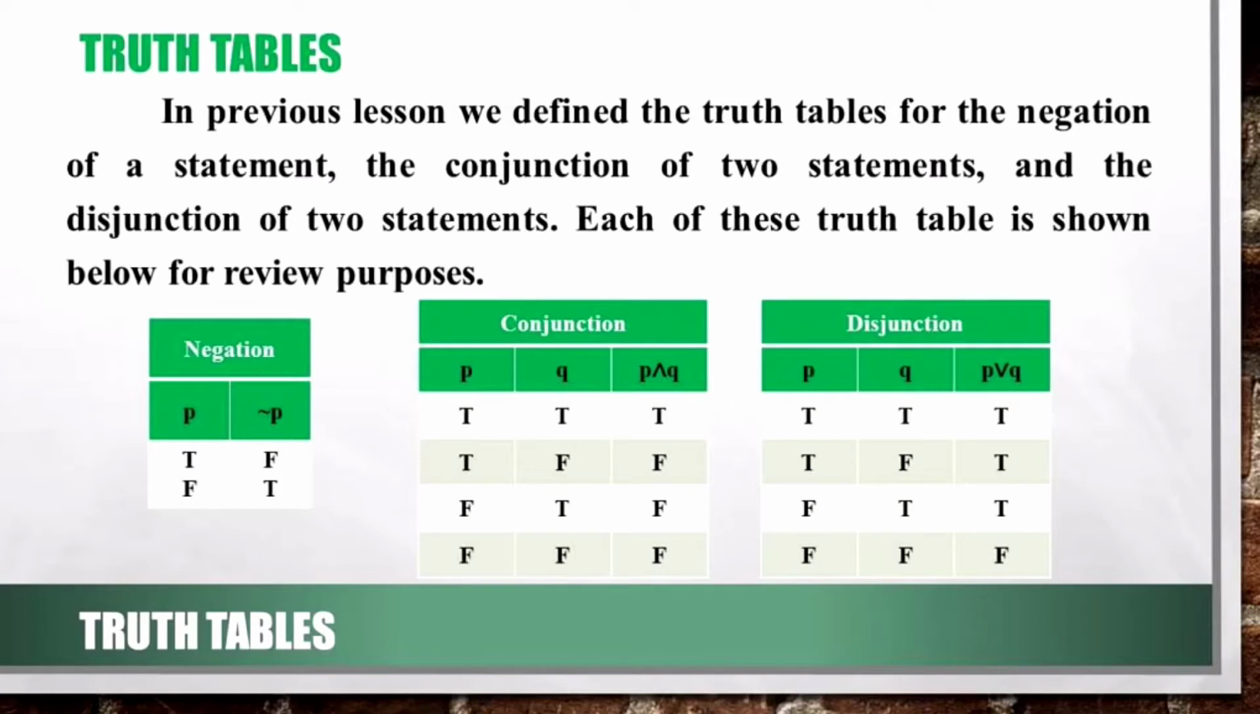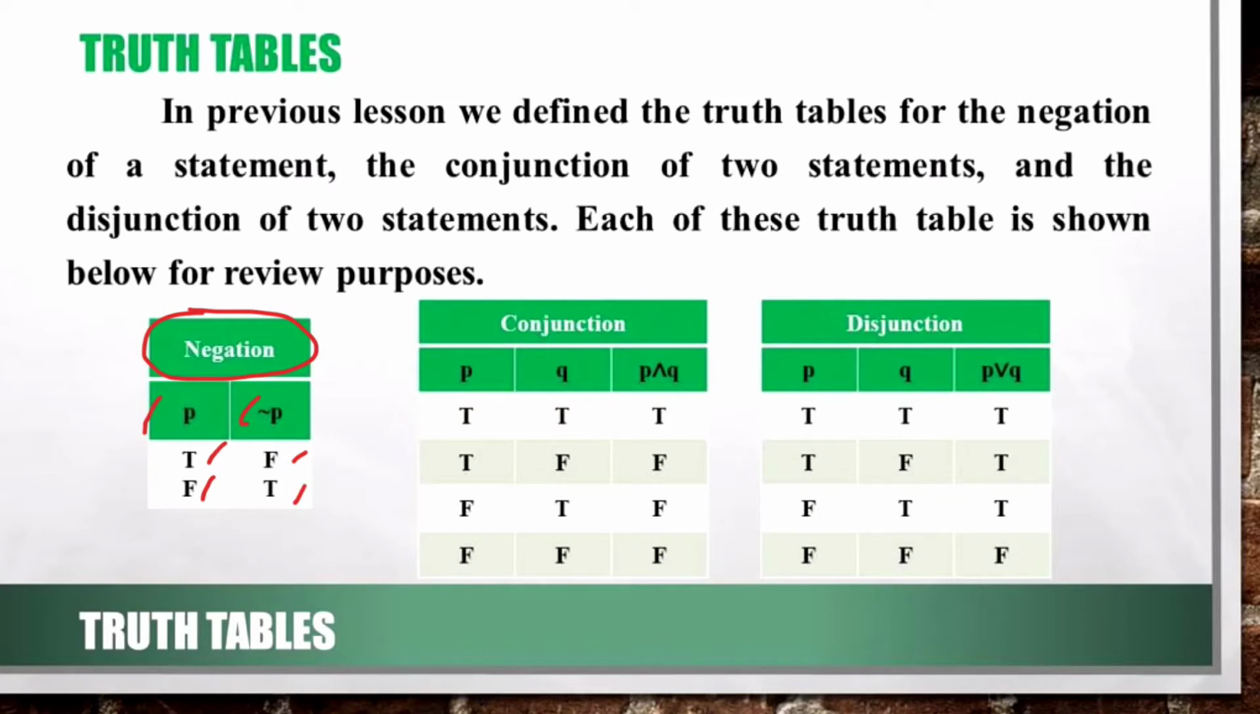So, when we say negation, this is the opposite of a statement. For example, we have the statement P and its negation not P. If our statement is true, its negation is false. While if our statement is false, its negation is true.